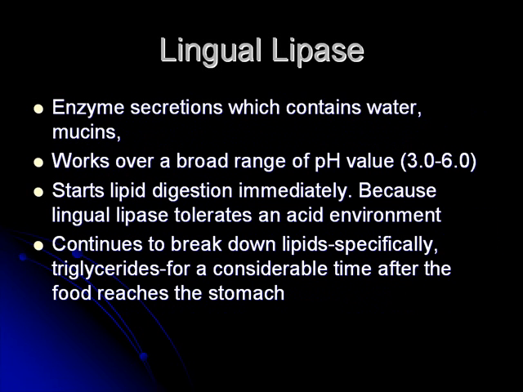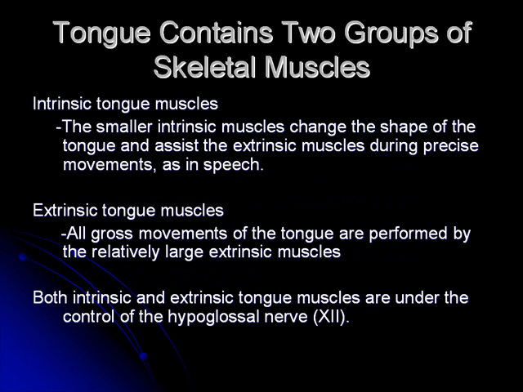Enzymes are also present in the oral cavity. The first of which we'll talk about is lingual lipase. Enzyme secretion, which contains water and mucin, works over a broad range of pH, a value between 3 and 6, which, as you remember, is a little acidic. It starts lipid digestion almost immediately because lingual lipase tolerates an acid environment. It continues to break down lipids, specifically triglycerides, for considerable time after the food reaches the stomach.